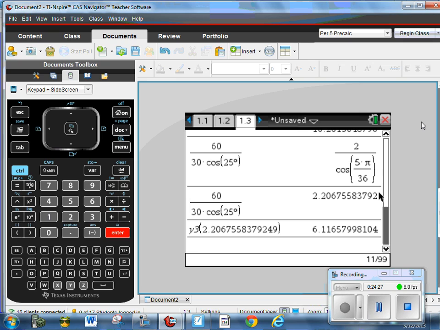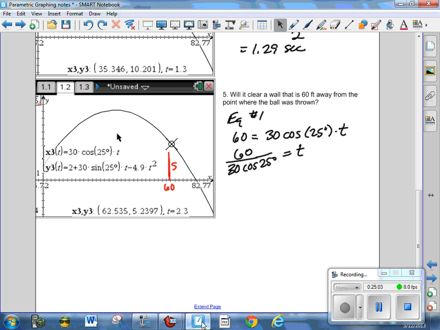So this tells me when I am at 60 feet horizontally from the point at which the ball was thrown, the ball is 6.1 meters in the air still, and this occurs at 2.2 seconds after it's thrown. So that's pretty great information. That y3 is a nice little tip. So whenever you're plugging a number into an equation, you can always do that, whether it's an F1 or a Y3 or an R1. That works for polar too. It works for anything.